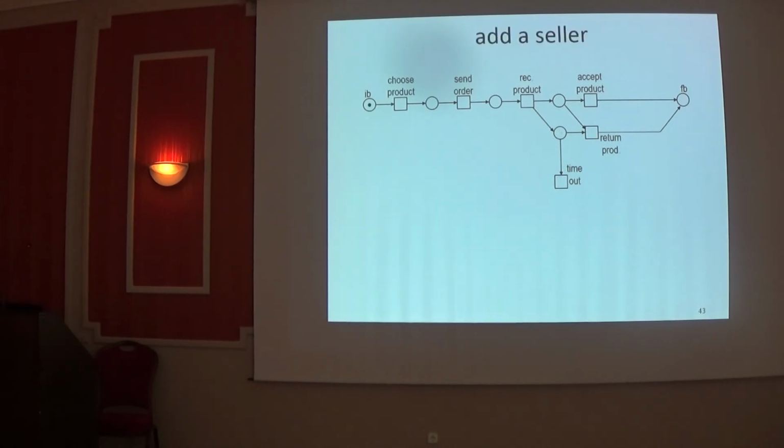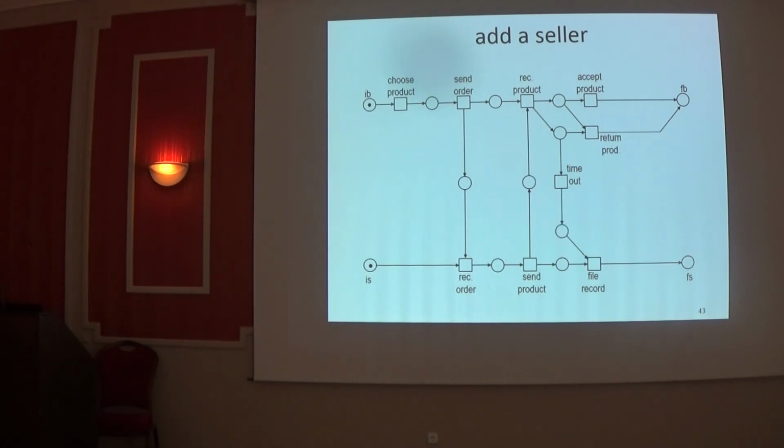Okay. So now we can add a seller. What does the seller do? He receives an order, he sends the product, and he files a record. And this can, in the pattern, simply be drawn like this. And I don't go into the details. This again is a very nice and sound system.